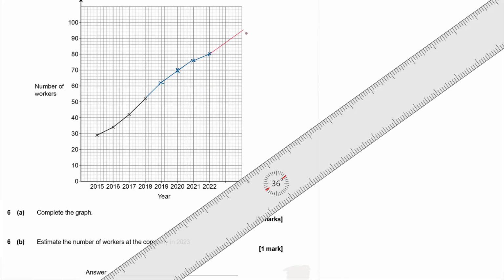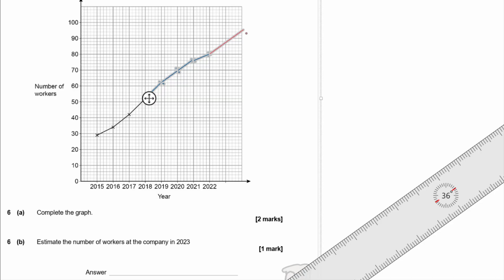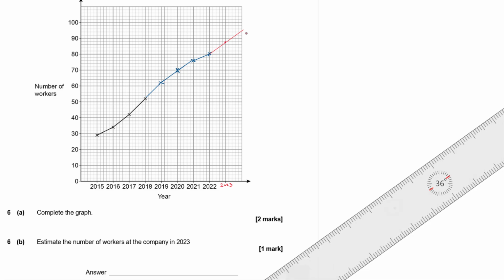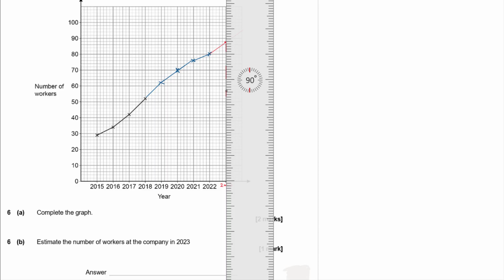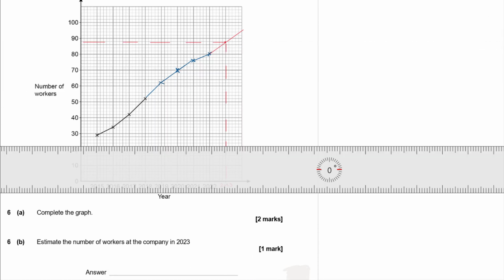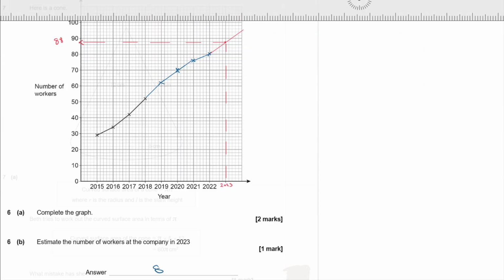Okay, and then I can read off that point there where it crosses 2023. So where's 2023 going to be? 2023 is going to be on this one here, isn't it? So it's that point there that we need. So what's that? Right, so that comes out to be 80, 4 little squares up from 80, so it's going to be 88, isn't it, on that line there? So we're going to go for 88.